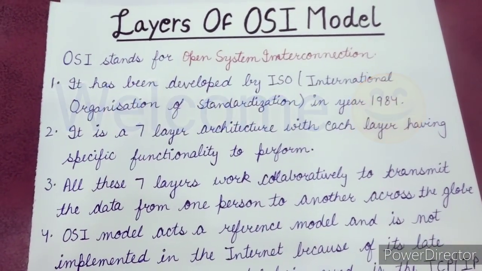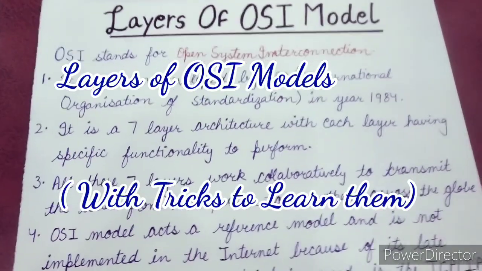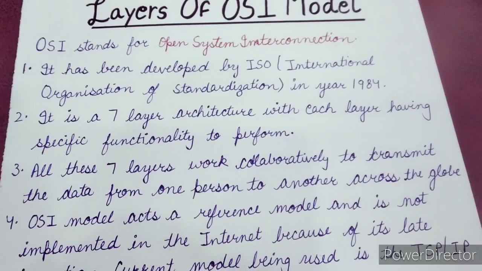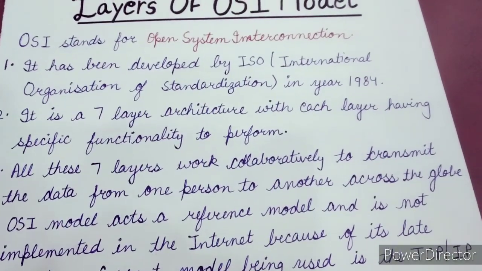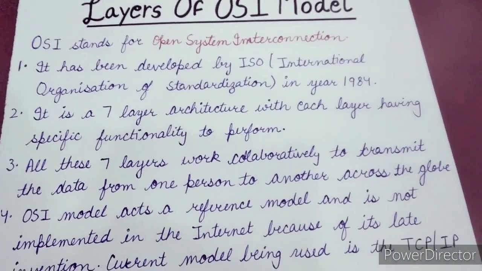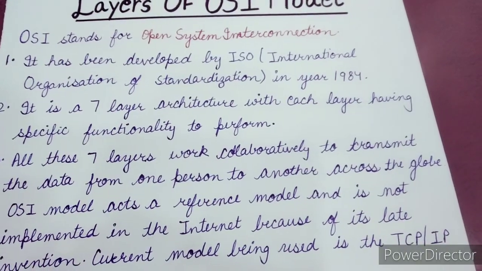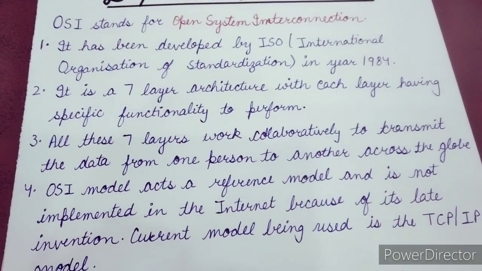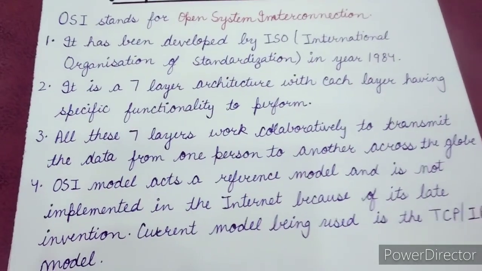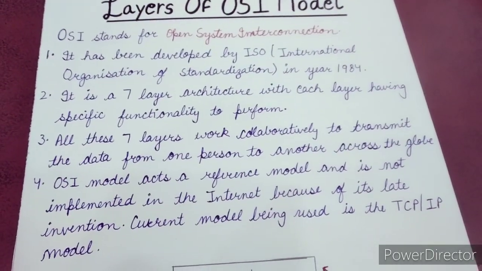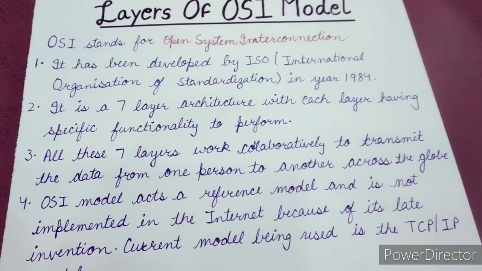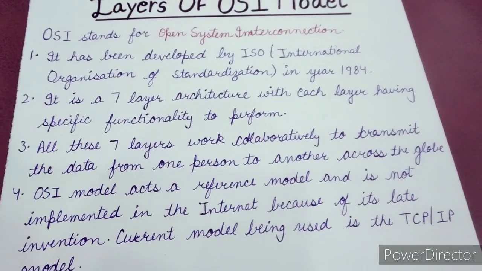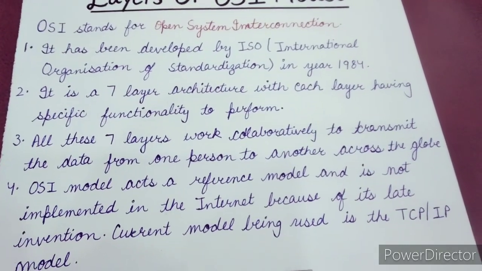In today's video we will study the layers of the OSI model. OSI stands for Open System Interconnection. Basically, the OSI model is a reference model that describes how information from one computer moves to another computer through a physical medium. It was developed by ISO, the International Organization for Standardization, in 1984. It is a 7-layer architecture.